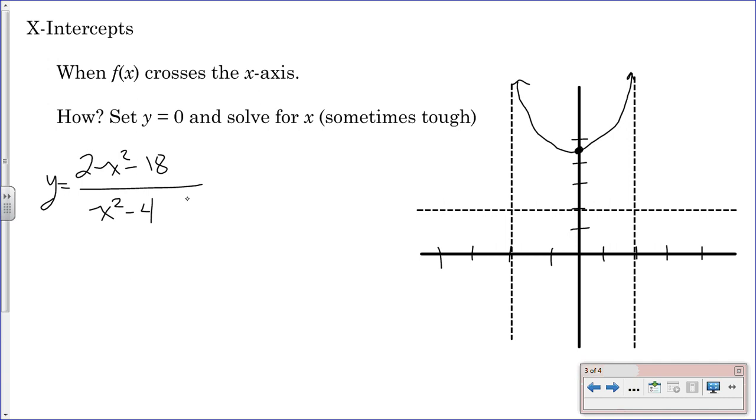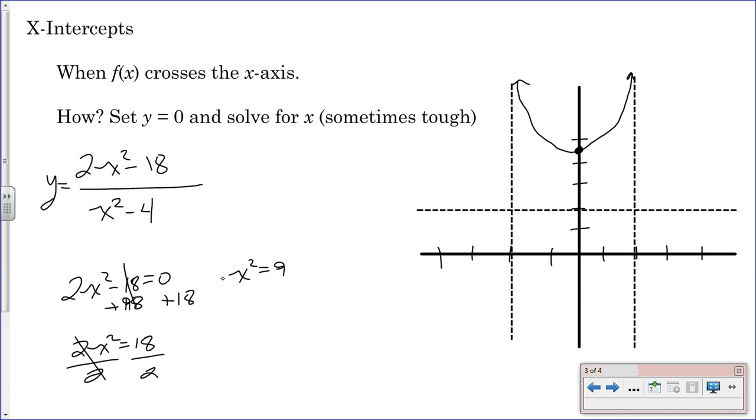All right, well, when you set a fraction equal to 0, the only thing you really set equal to 0 is the numerator. So all we're really worried about is our numerator. So we're going to take 2x squared minus 18, set it equal to 0, and solve for x. Plus 18, so 2x squared equals 18. Divide both sides by 2. So x squared equals 9. Take square roots. So x equals plus or minus 3.